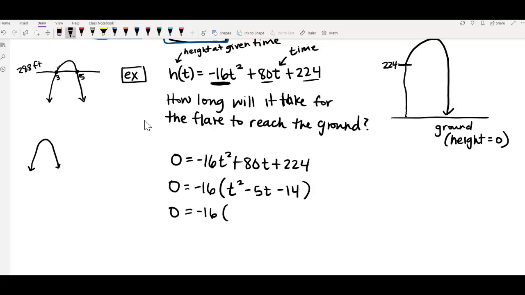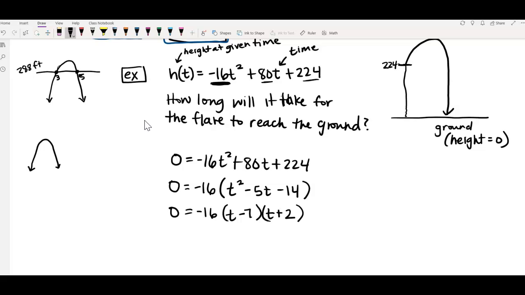All right, so I have t times t. And then what times what is negative 14 that adds to be negative 5? Well, I know 7 times 2 is 14. If I make the 7 negative and the 2 positive, that will leave me with a negative 5, which is what I want.